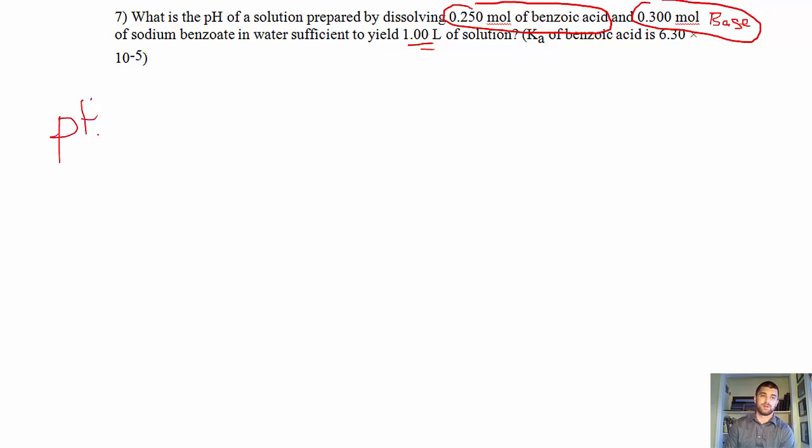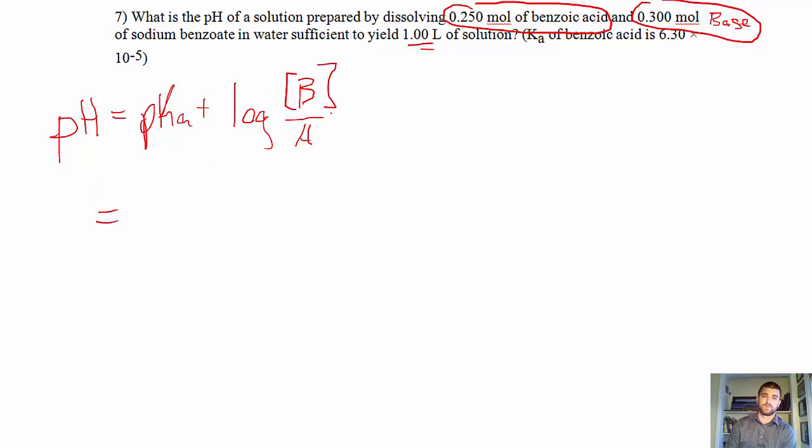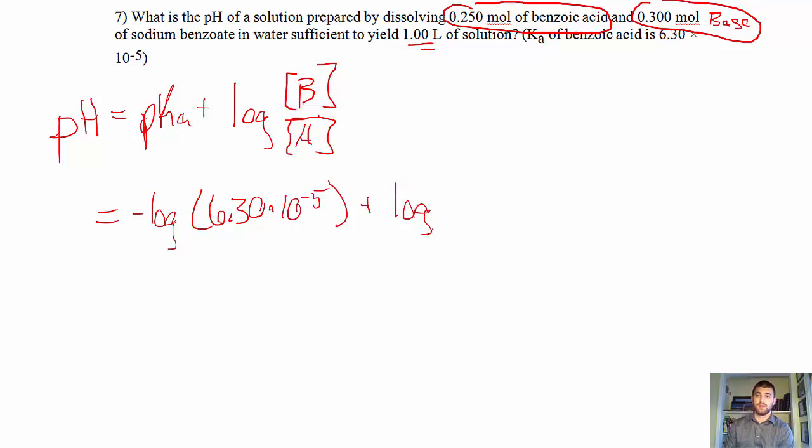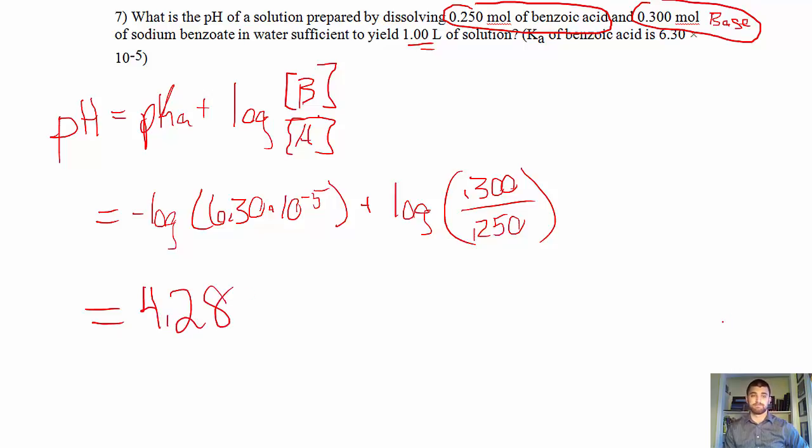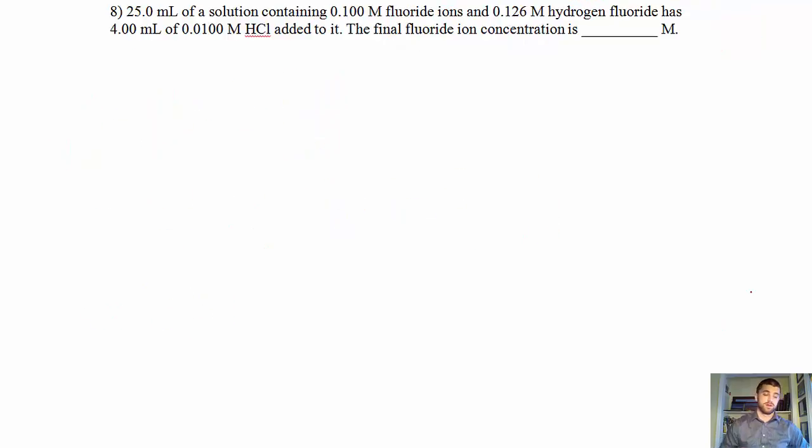So again, pH equals pKa plus log of the base over the acid. So start plugging stuff in. Negative log of the Ka, which is 6.30 times 10 to the minus 5, plus the log of the base, which was 0.300 all over the acid of 0.250. And I plug that into my handy dandy calculator, and I get 4.28. That's it, right?